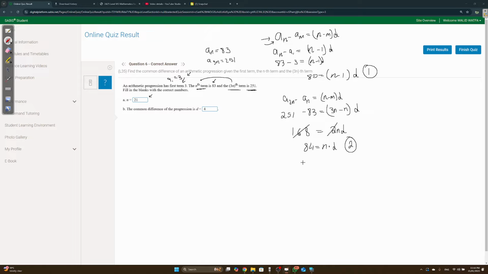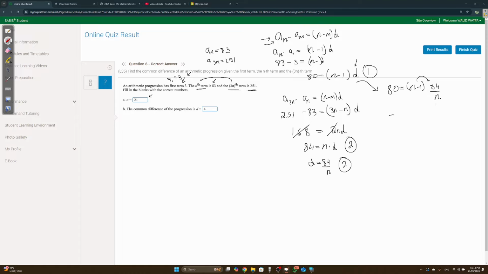Can't I substitute and say that n is equal to 84 over d? I can, right? But actually, I'm not going to do that. I'm going to say that d is equal to 84 over n. And over here, I'm going to substitute d as 84 over n. So we're going to continue over here. 80 is equal to n minus 1. By the way, you can use n is equal to 84 over d, normal. But why I don't want to do that? Because then you're going to have to subtract by 1. That's too much work for me. I don't want to do that. Okay, 80 is equal to n minus 1 times d, which is 84 over n.